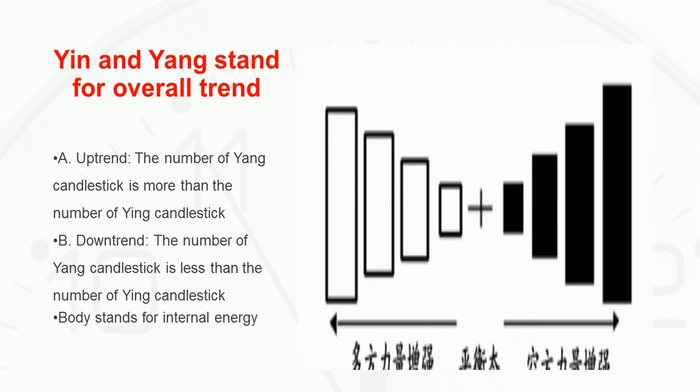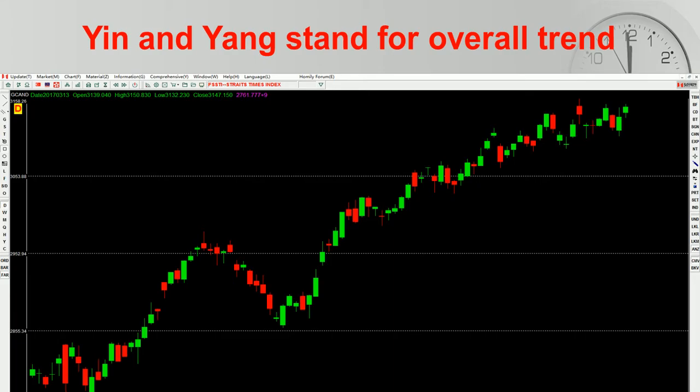However, if you want to see whether the trend is downtrend or not, you can judge the candlestick. So if you see the number of bullish candlestick is less than bearish candlestick, you should know the trend is downtrend. And the body stands for internal change, internal energy. So if you see this one, the body is larger and larger, which means the rising is stronger and stronger. Okay. So let's see this one.